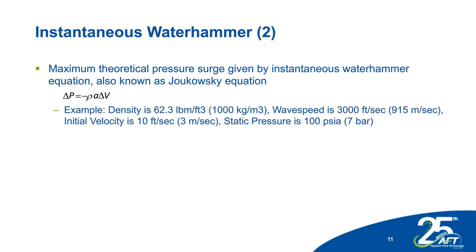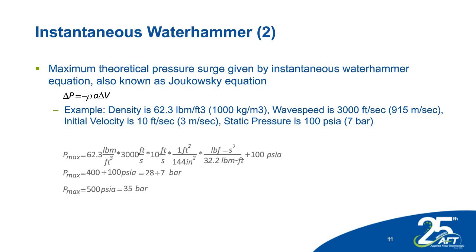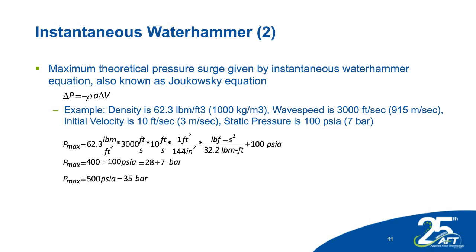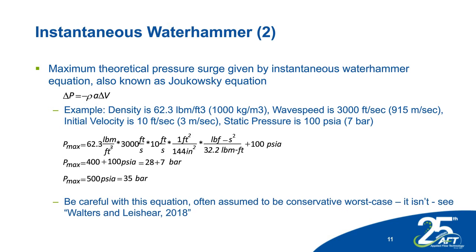So an example here is density of essentially water, a wave speed of 3,000 feet per second, about 915 meters per second. The initial velocity of the liquid that's being stopped is 10 feet per second or 3 meters per second. And just the operating pressure at the valve, 100 psi or 7 bars. So you can put these numbers into the Joukowsky equation, and what you'll see is that the pressure spike that results here, the rho A delta V, is 400 psi or 28 bars, okay? And that brings the total pressure maximum to 500 psi or 35 bars. That's just an application of Joukowsky's equation.